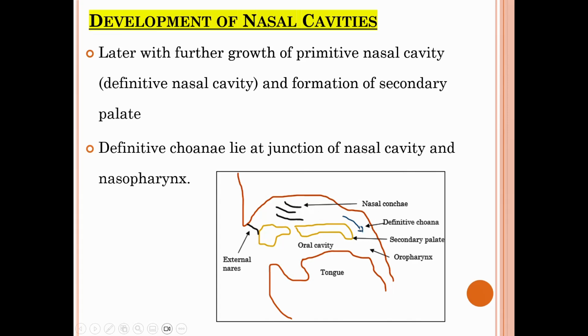definitive nasal cavity with the part of the pharynx situated behind the nasal cavity. So this is now known as the nasopharynx, and this communication here is known as the definitive choana. Previously we saw primitive choana, this is definitive choana. So definitive choana lies at the junction of nasal cavity and nasopharynx.